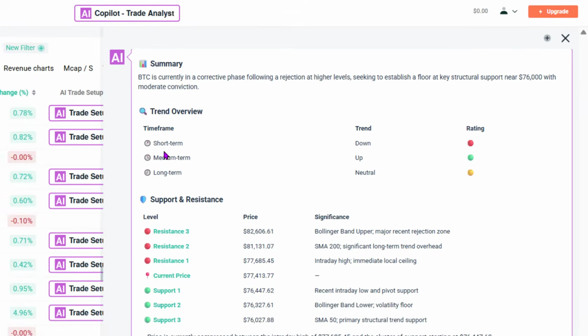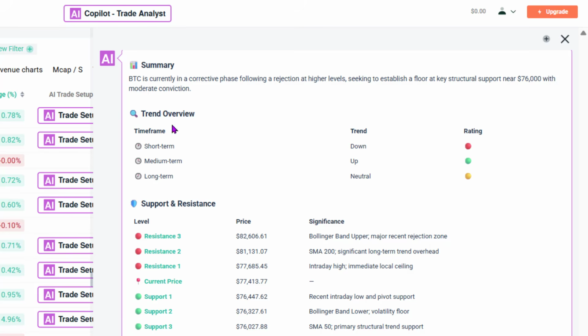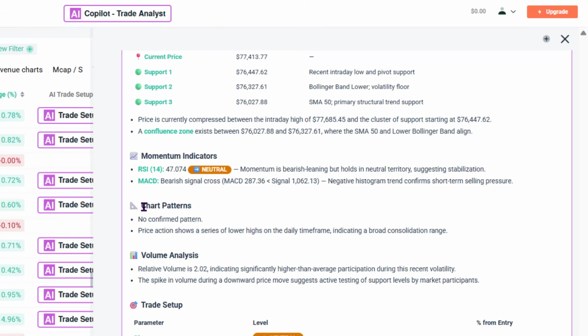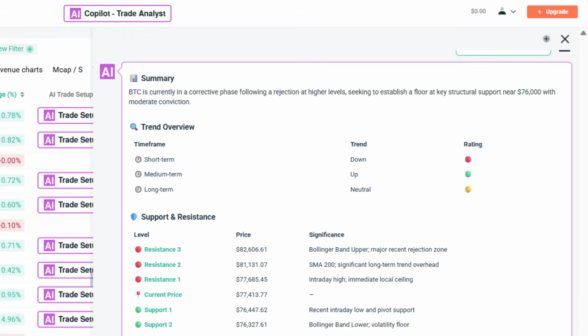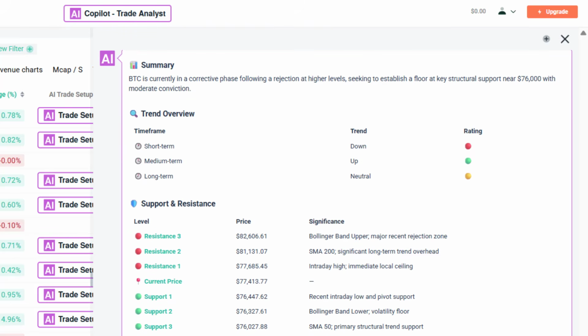As you can see, it takes into consideration the trends, the support and resistance, momentum, chart patterns, volume, and then spits out the trade setup. So it does a lot of the heavy lifting for you, summarizing the information into a very concise report.